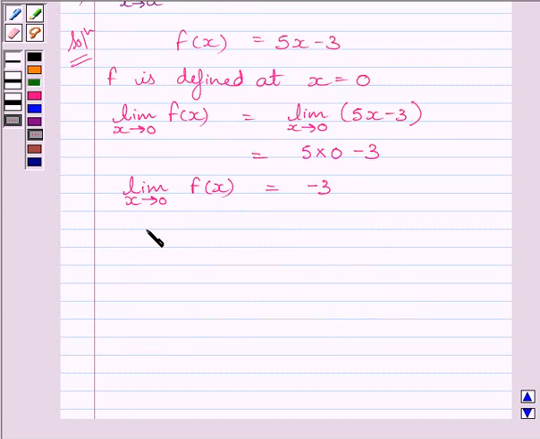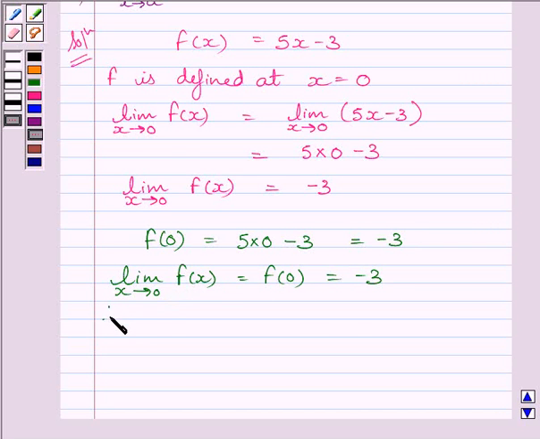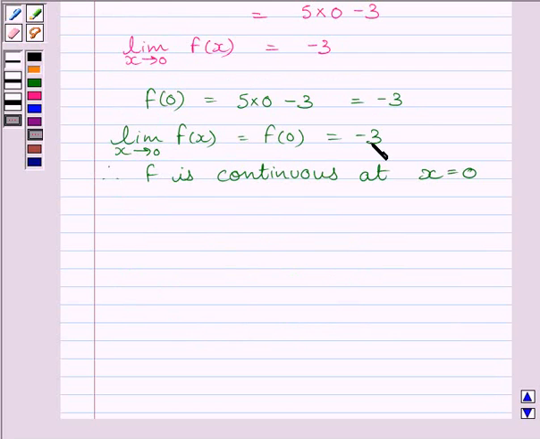Now let us find out value of the function at x equal to 0. Now f(0) is equal to 5 multiplied by 0 minus 3, which is equal to minus 3. Now clearly we can see limit of the function is equal to value of the function at x equal to 0. So given function f is continuous at x equal to 0. This expression satisfies the second condition of the key idea. So given function f is continuous at x equal to 0.